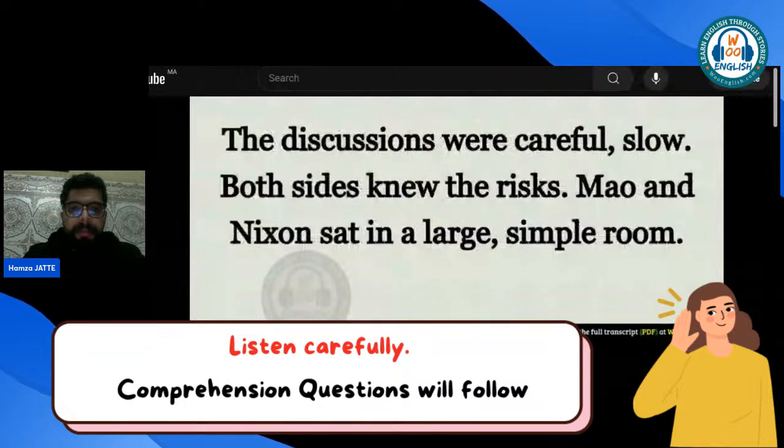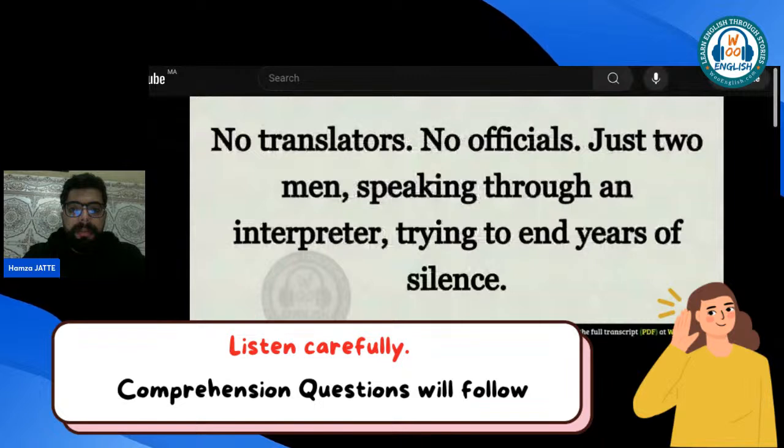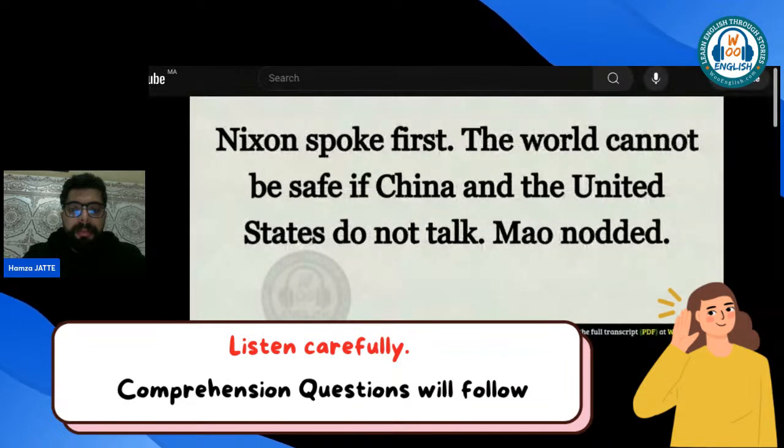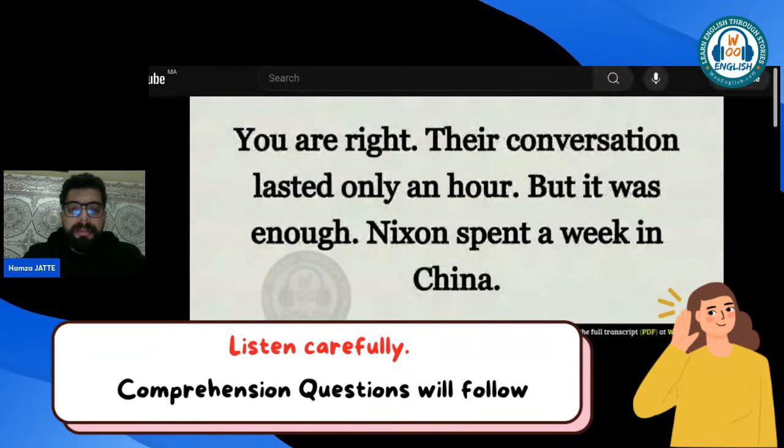The discussions were careful, slow. Both sides knew the risks. Mao and Nixon sat in a large, simple room. No translators, no officials, just two men speaking through an interpreter, trying to end years of silence. Nixon spoke first. The world cannot be safe if China and the United States do not talk. Mao nodded. You are right. Their conversation lasted only an hour, but it was enough.